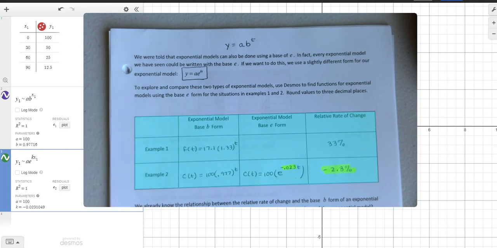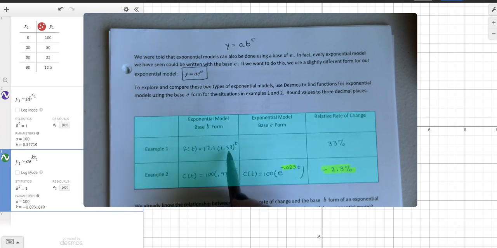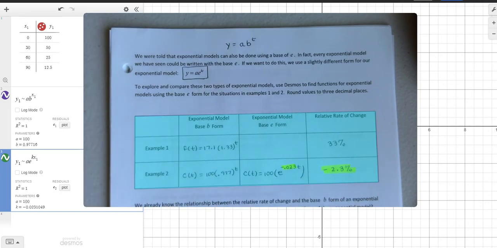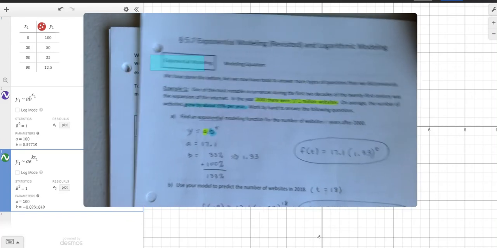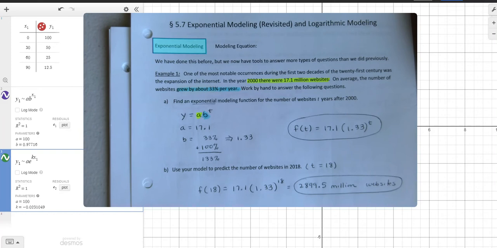Let's go back to example 1 for a moment and see if we can calculate that one. We were given the 33% as our rate of change on that one. And if I wanted to get an exponential model base e, I'm going to need some data that I can plug into Desmos. So let's come back here for just a moment. We didn't make a table for this, but it wouldn't be very hard to get at least a couple of points.